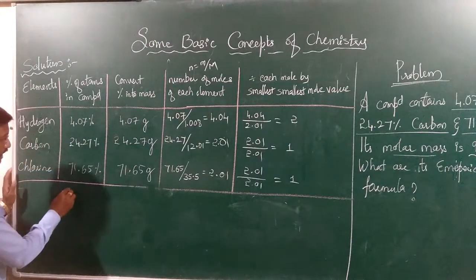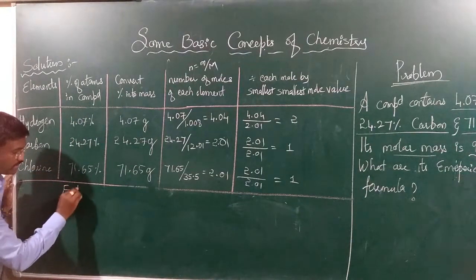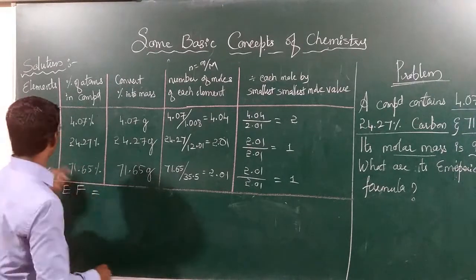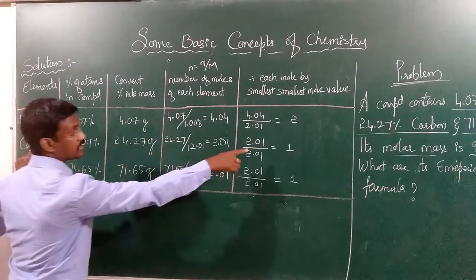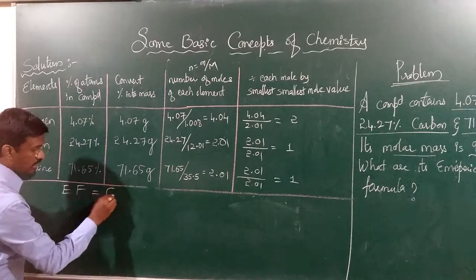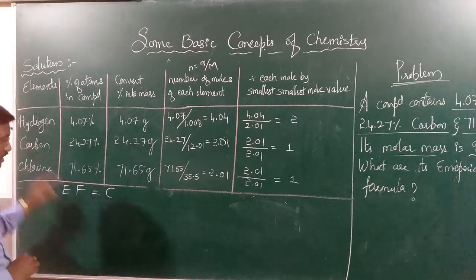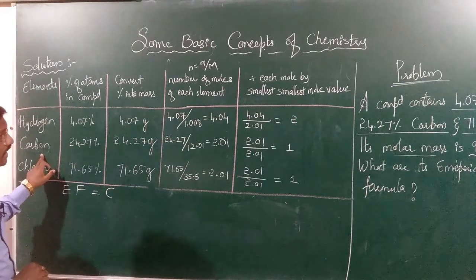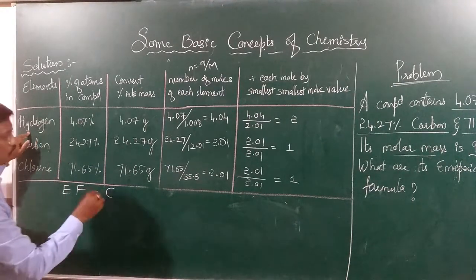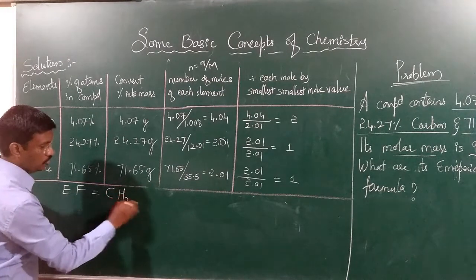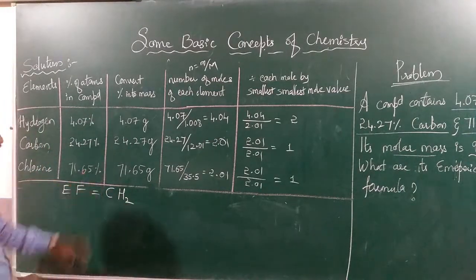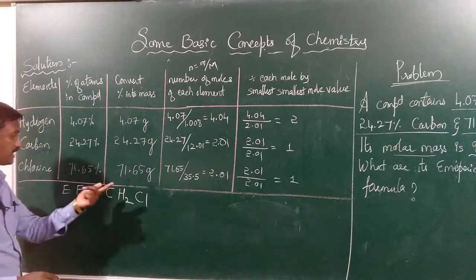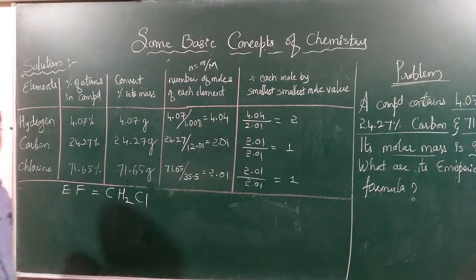Therefore, empirical formula, I am writing the short form. Empirical formula is equal to, first we have to write the carbon. How many carbons are there? One carbon is there, so I am writing only C. C1 is nothing but simply C. And hydrogen it is 2, H2. And chlorine it is 1. Therefore, CH2Cl is itself called the empirical formula.